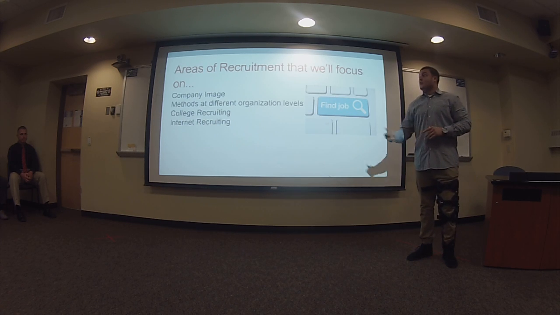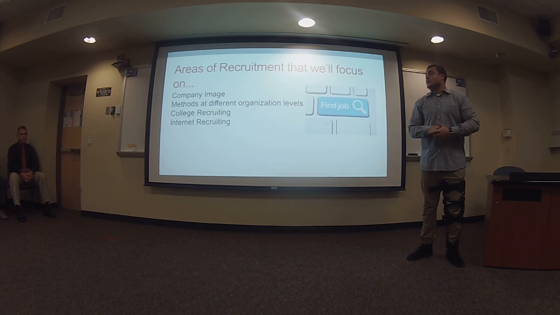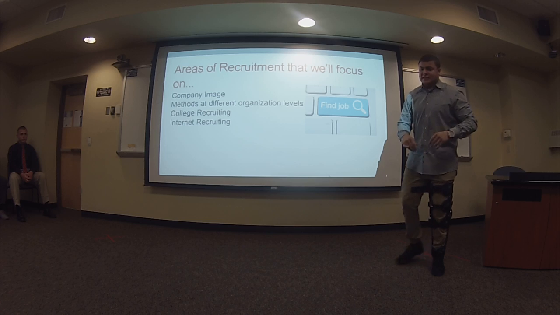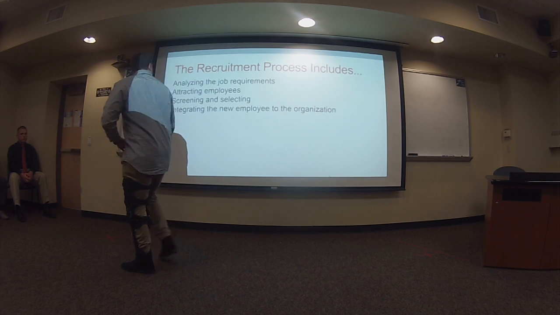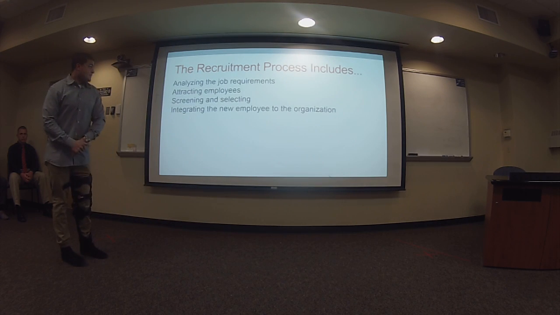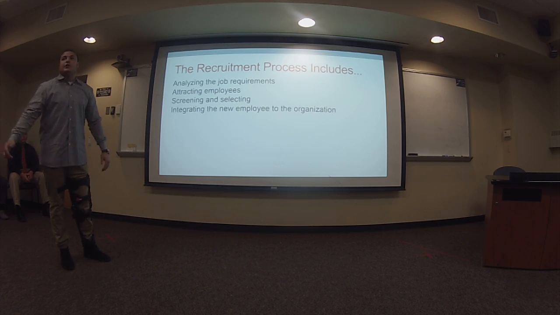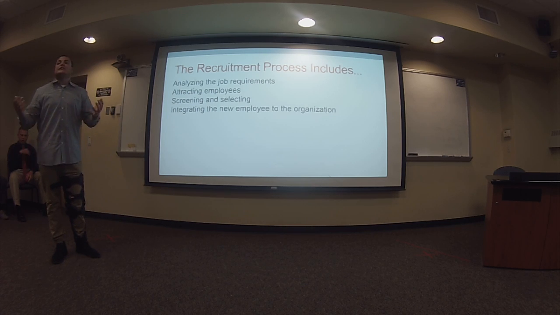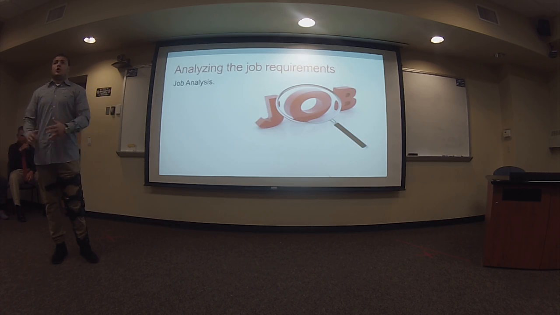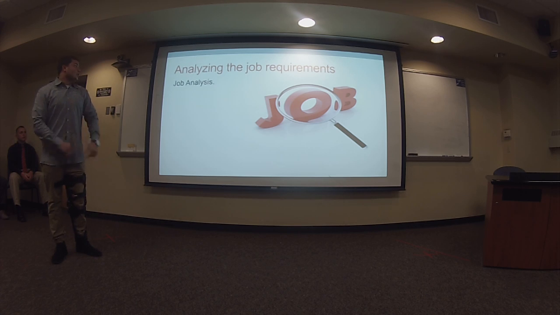So some of the areas of recruitment we're going to focus on, what my peers are going to touch on, is company image, basically the company's reputation, and methods at different organizational levels. So basically recruiting at the executive level, the middle level, and the trainee level. The recruitment process includes analyzing the job requirements, attracting employees, basically how you're going to do that with pay, incentives, things like that. Screening and selecting: screening is going through people's backgrounds, and selecting is basically choosing the best candidates. And integrating the new employee into the organization, so basically showing the history, the culture, things that they need to know. So the first one would be job analysis.